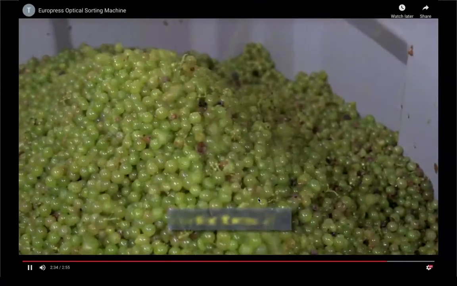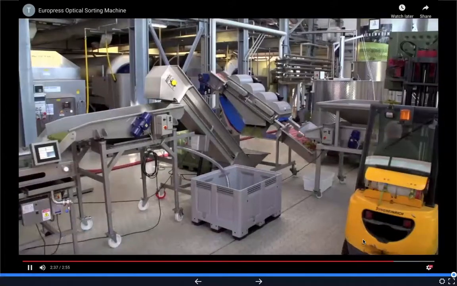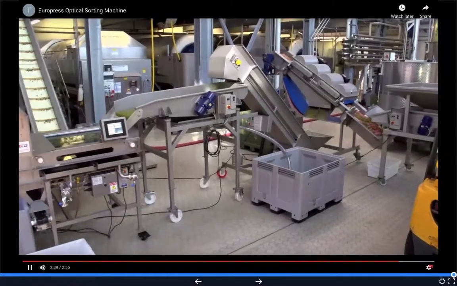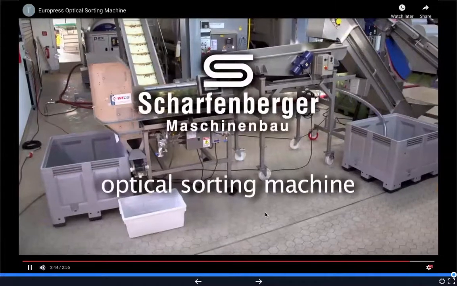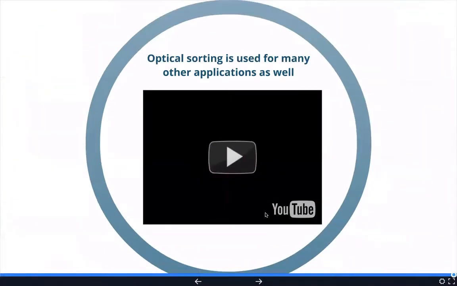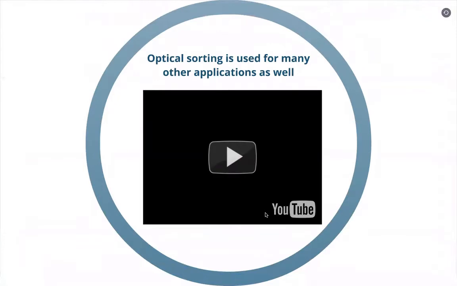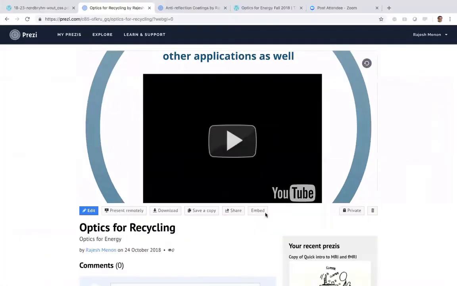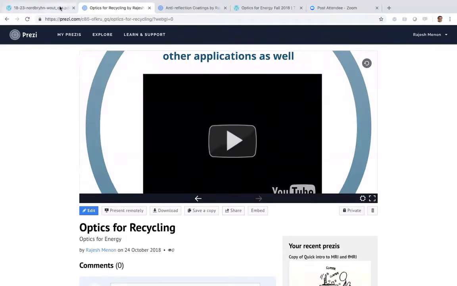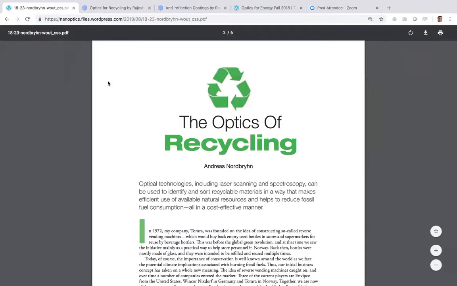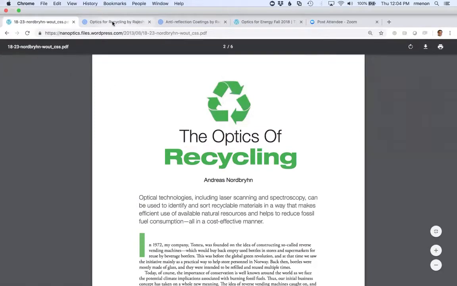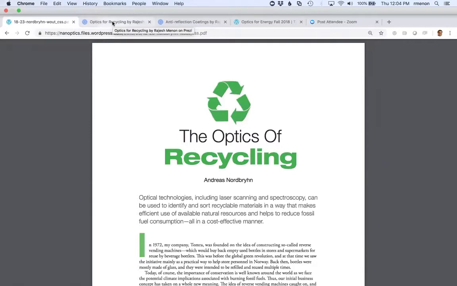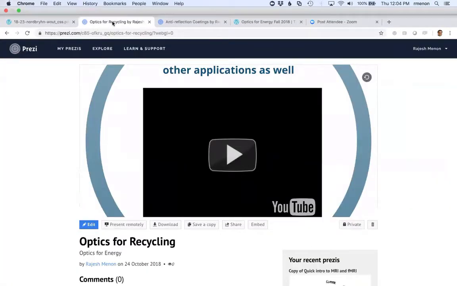Okay, so get the idea. You can imagine this being used in almost all agricultural produce, also for pharmaceuticals, and all kinds of things. Okay, so you got a flavor. I think that's the last slide here. You got a flavor for how optics is applied in recycling. And I highly recommend, if you haven't already, please read through this article, because it gives you an appreciation for the different approaches being used. It goes into a little more detail than what we did in the lecture notes itself.